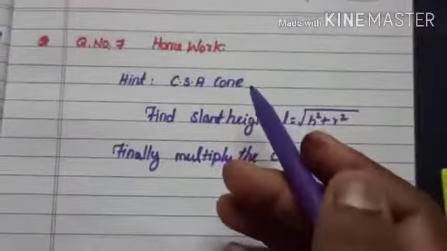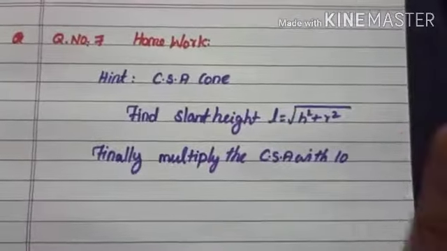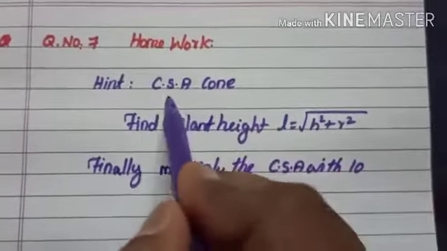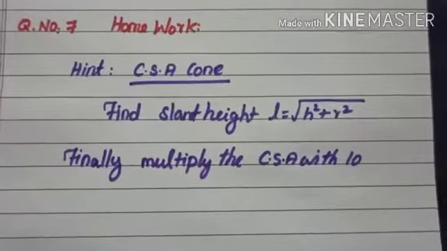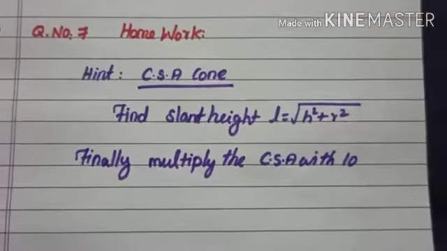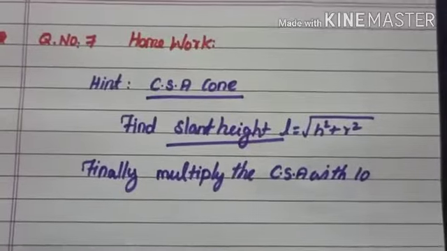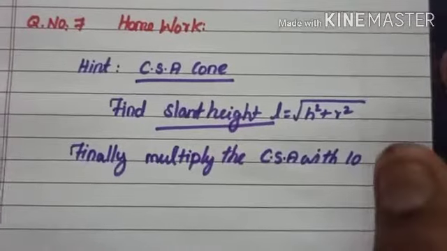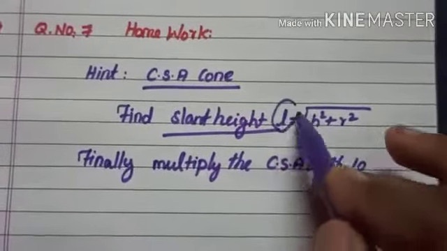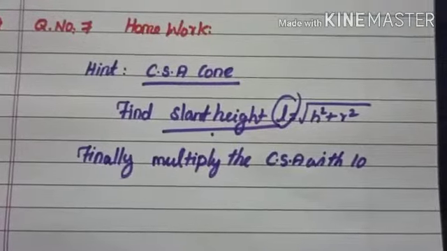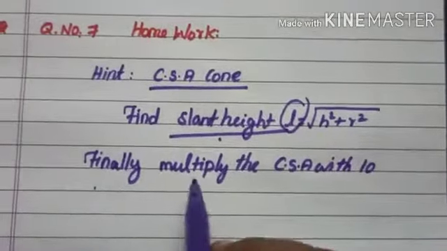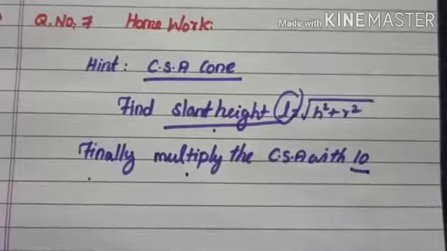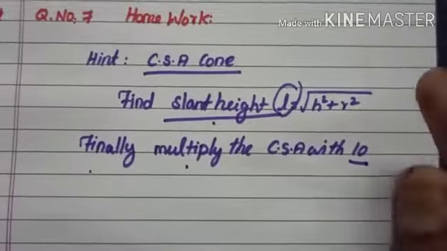Now we move on to question number 7. Refer to the book and read the question. It is clearly given. In this question you need to find the CSA of a cone. Before that, you need to find the slant height, because to calculate CSA you need the value of L. After that, you need to do it with 10, because there are totally 10 cones.